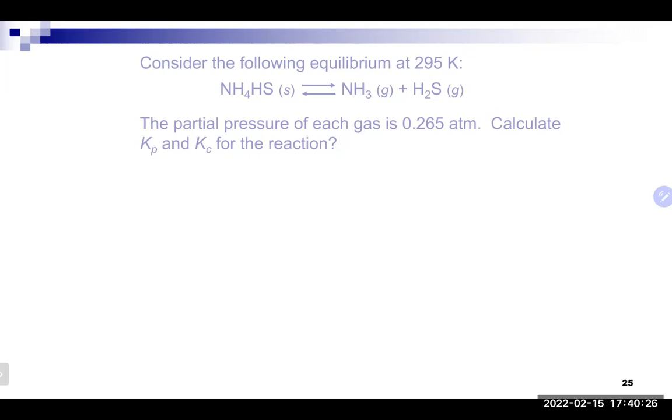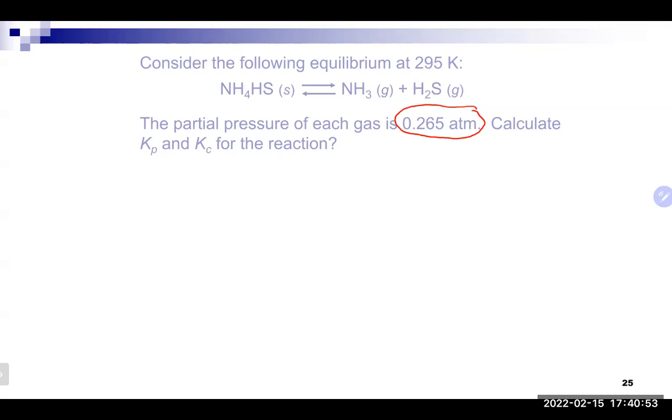So I think last time this is where we left off. Let's go through this one and see what we've got going on. In this particular case, we are given the pressures. So we have the pressures here, and that means that we really want to look at Kp first for this particular reaction.